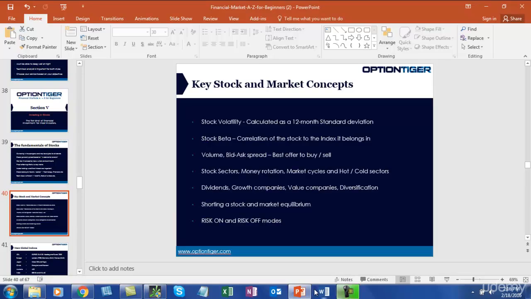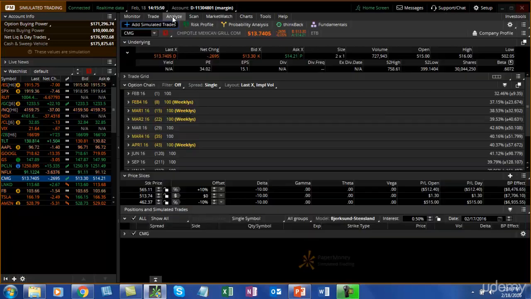Okay, let me show you stock volatility, where it shows. Let's go to Analyze. Here you'll see 32.46%. That is the volatility of Chipotle. Now, this is particular to the options market. It says implied volatility, but basically its standard deviation is going to be around 32%, so 32% of the price.